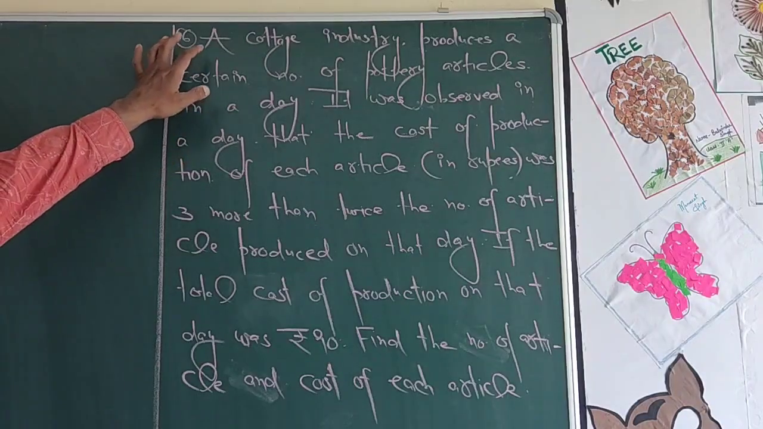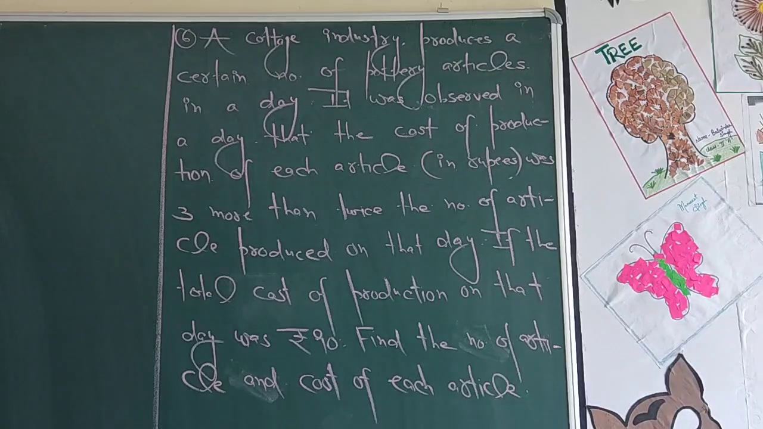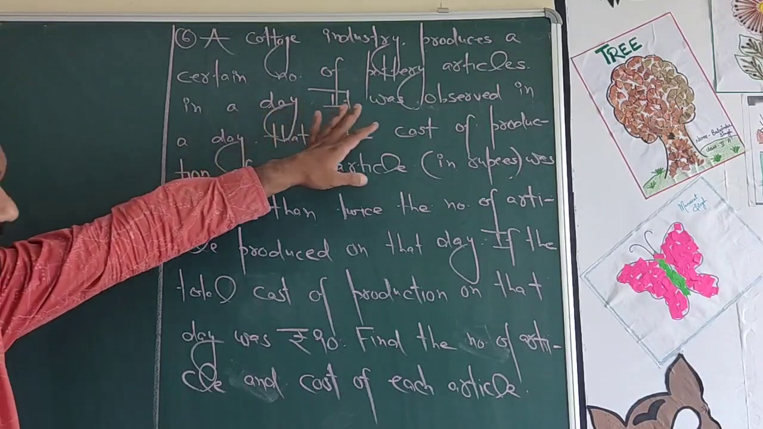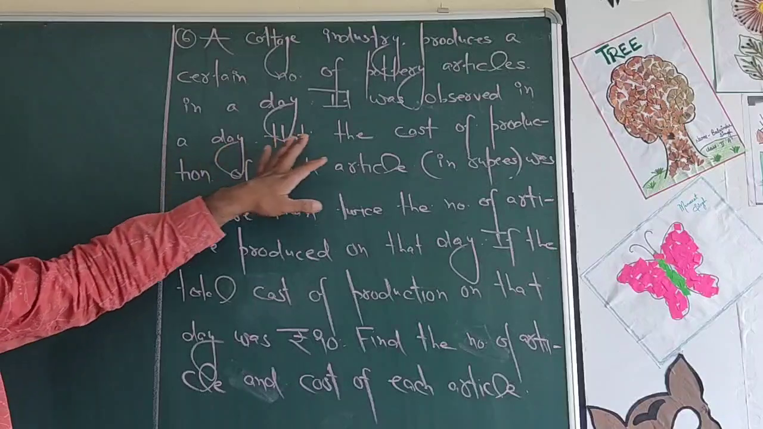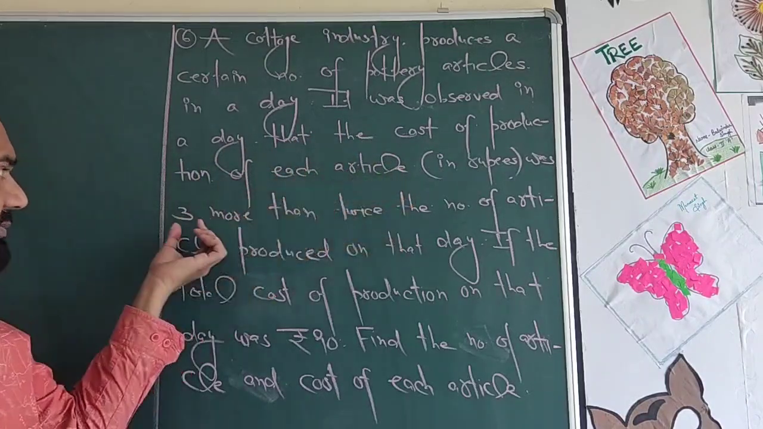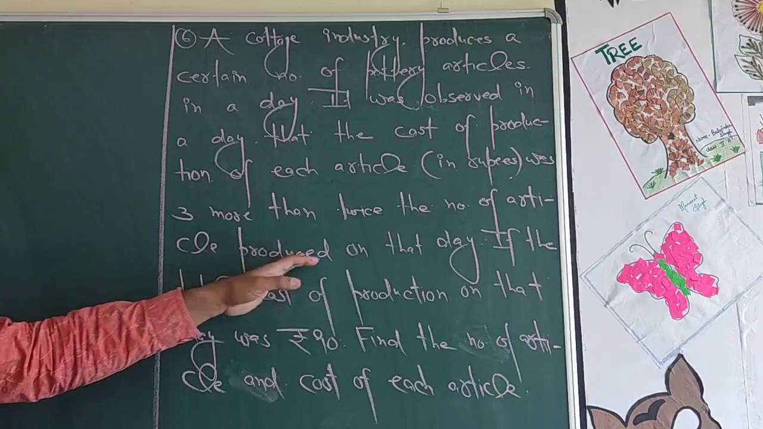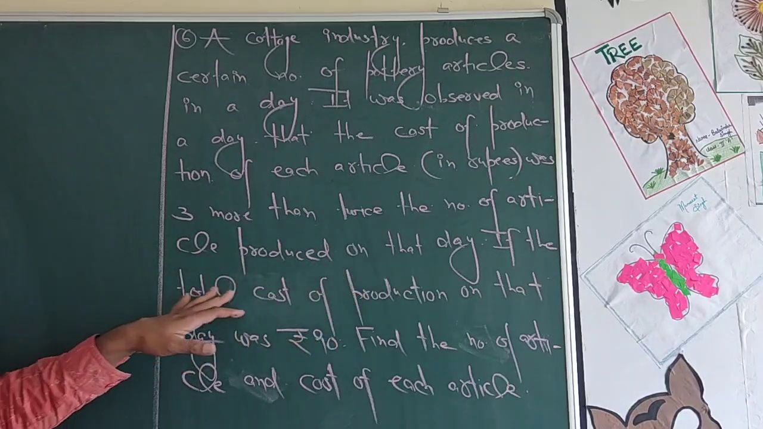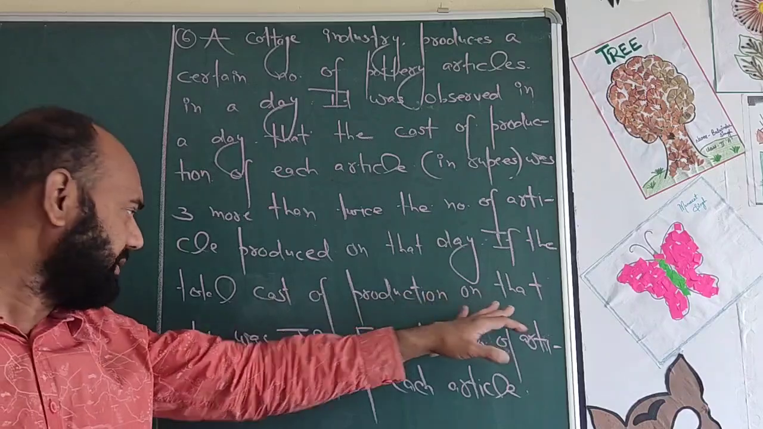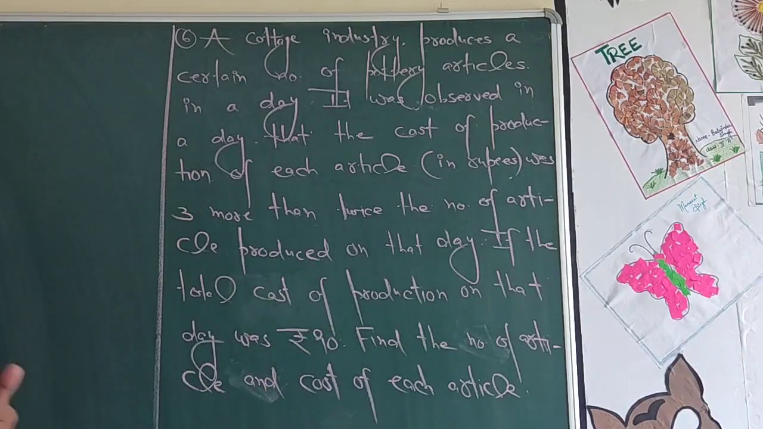The sixth question of this exercise is: a cottage industry produces a certain number of pottery articles in a day. It was observed in a day that the cost of production of each article in rupees was 3 more than twice the number of articles produced on that day. If the total cost of the production on that day was rupees 90, find the number of articles and the cost of each article.